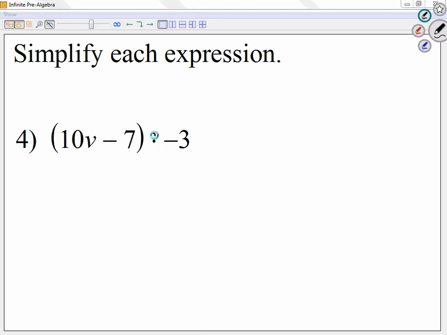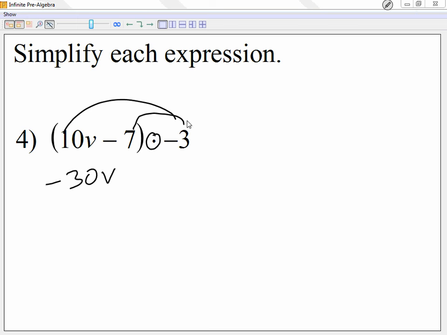And keep in mind that you have a times, that way I connect it. So I'm going to multiply the negative 3 to both of my terms on the inside. Negative 3 times 10b will give me negative 30b. And then negative 3 times negative 7 will give me positive 21. Remember, negative times a negative, it's positive, so positive 21.